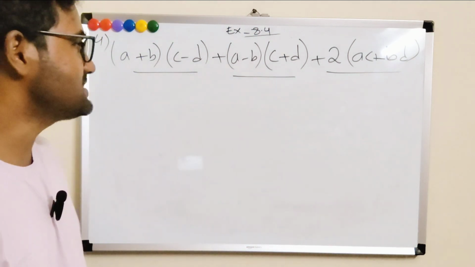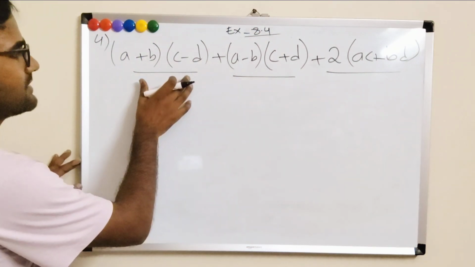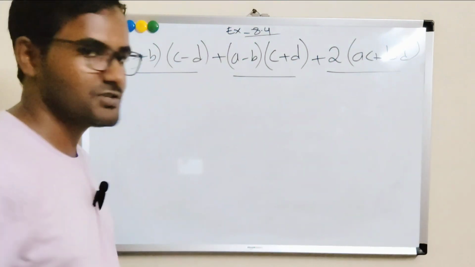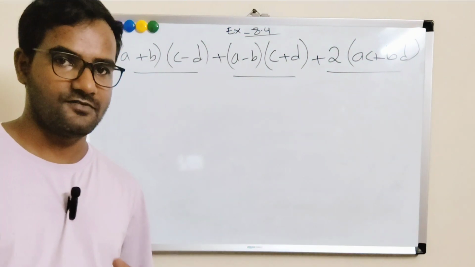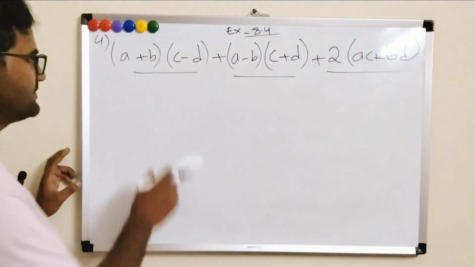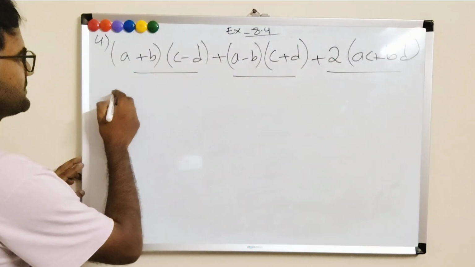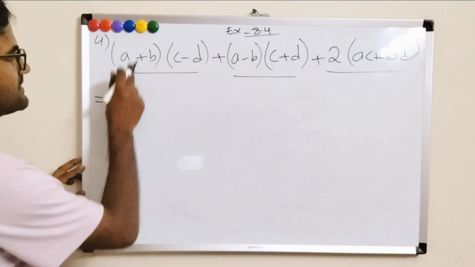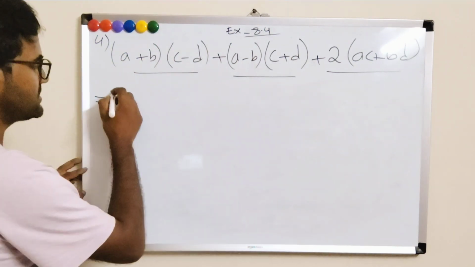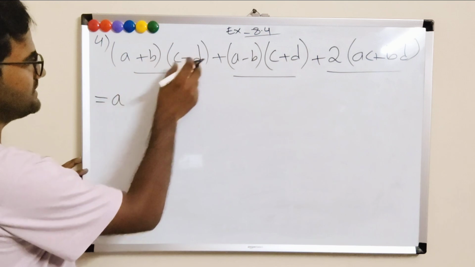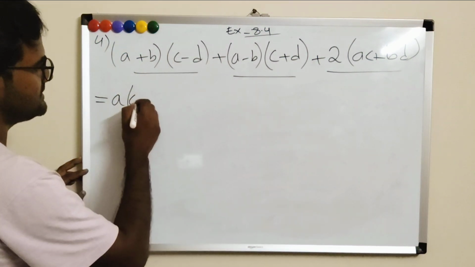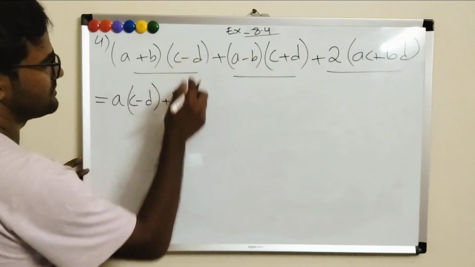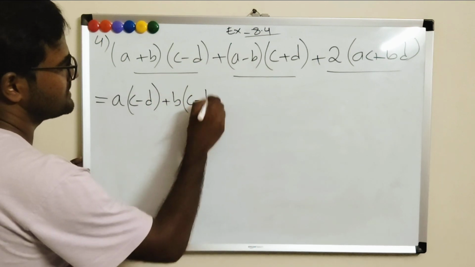All right, so let us do it. How do we do it? First we will solve this one, then this one, then this one. All three we will solve. So we will bring this down first. This A we will bring down, then this whole thing here, C minus D, then again plus B here, then this whole thing again, that is C minus D.